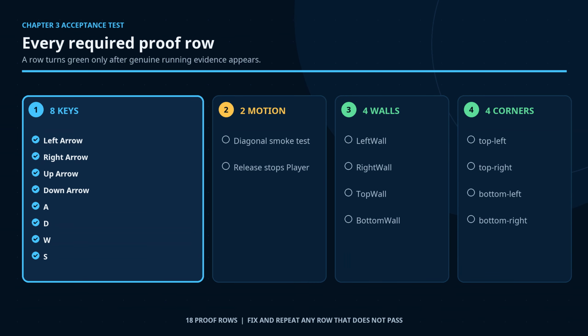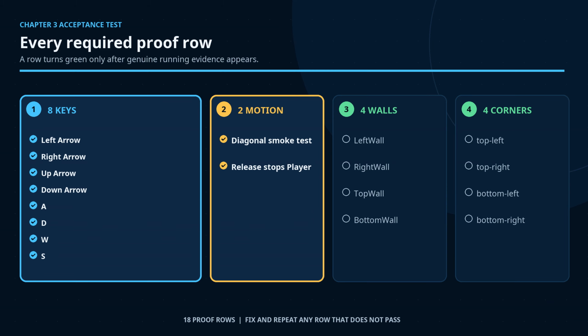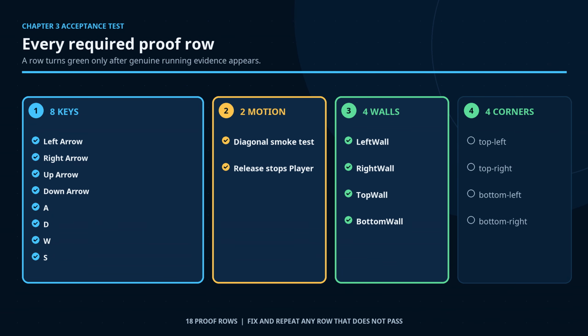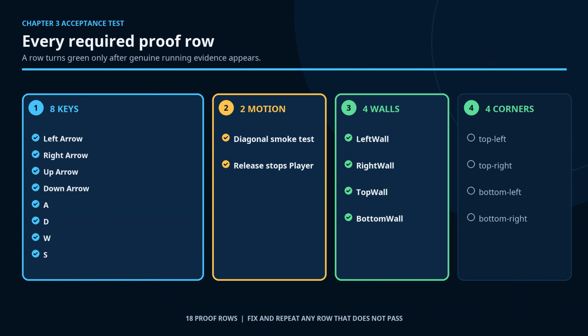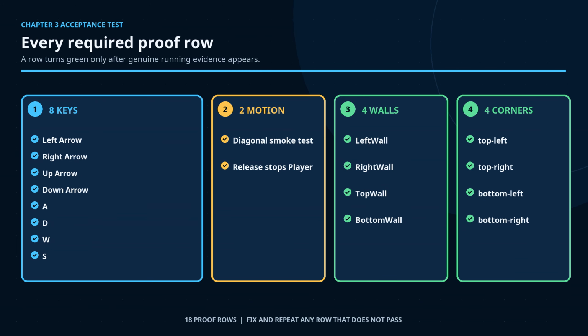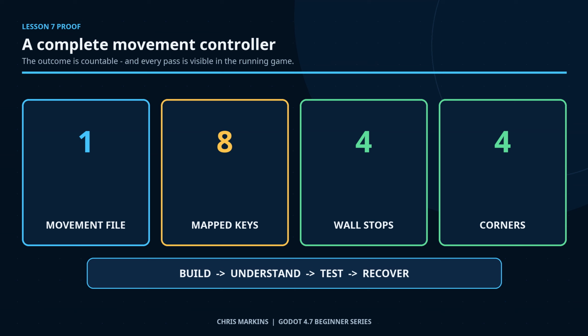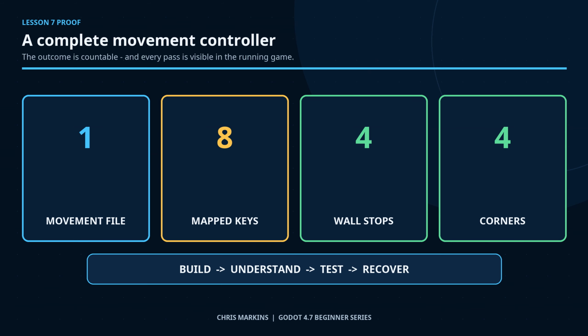The required receipt is now 8 key rows, 1 diagonal smoke test, 1 clear release, 4 wall stops, and 4 contained corners. If any row is missing, the lesson is not finished. Fix that row and repeat the same input that exposed the failure.